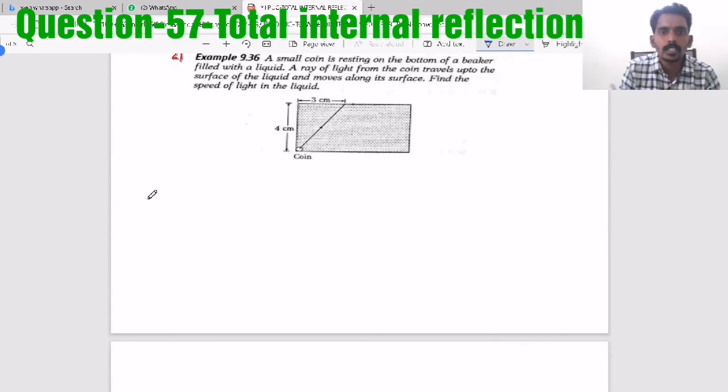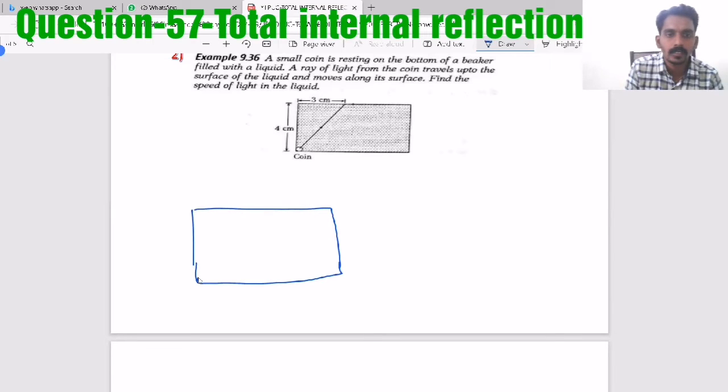Now here is one more: a small coin is resting on the bottom of a beaker filled with a liquid. A ray of light from the coin travels up to the surface of the liquid and moves along its surface. That means, according to the given diagram, the coin is here and the light went like this. This is 3 centimeter, this is 4 centimeter, and this obviously is 5 centimeter, such that here it became straight. That means the angle of refraction became 90 and this is the angle of incidence.